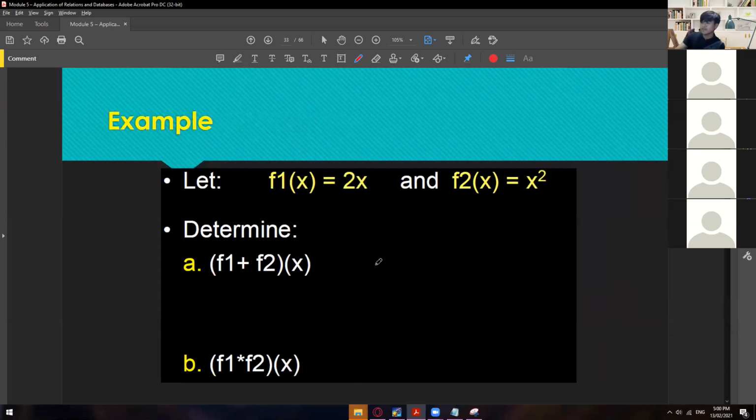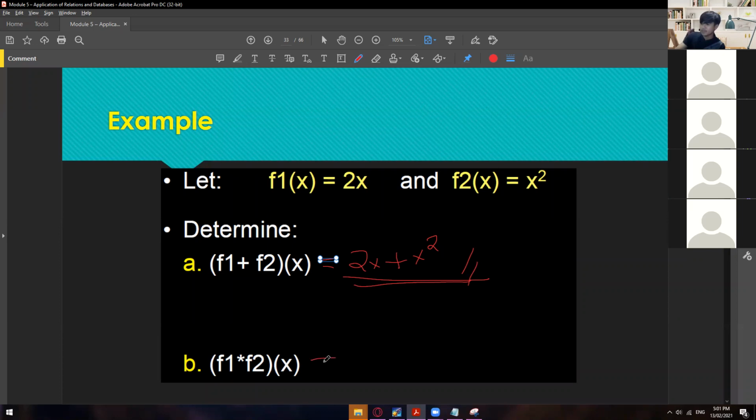All right, so we have examples here wherein we determine f1 plus f2, or function 1 plus function 2. We have here the function 1 and then the function 2. The answer for this one is just to substitute 2x for your f1, and then plus, your f2 is x squared. So this is now your final answer, since we cannot simplify this one any more.